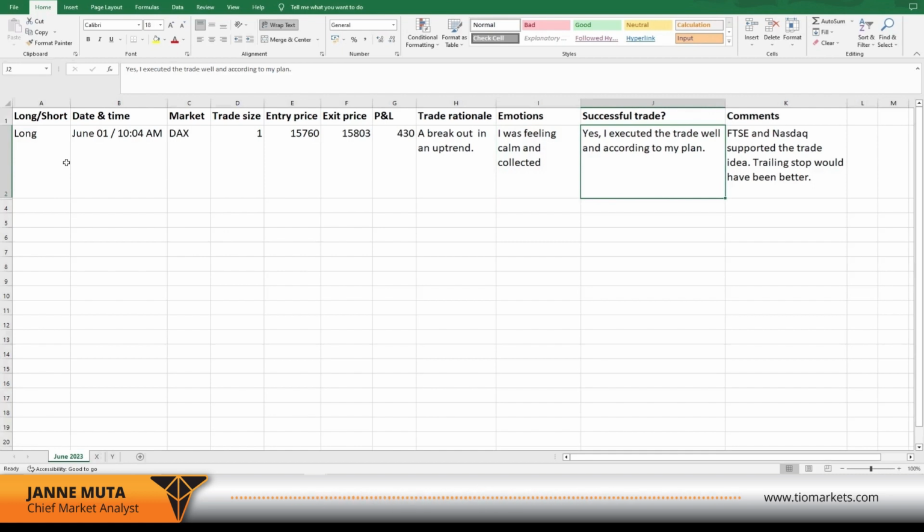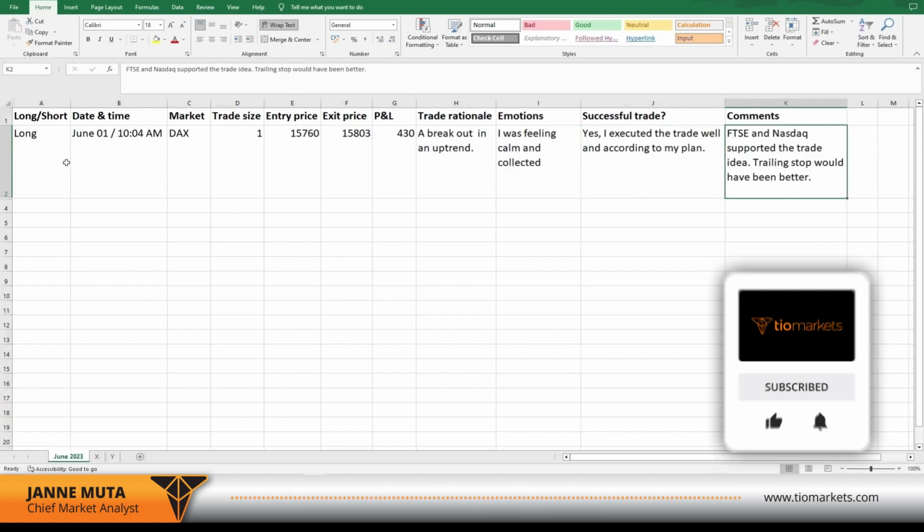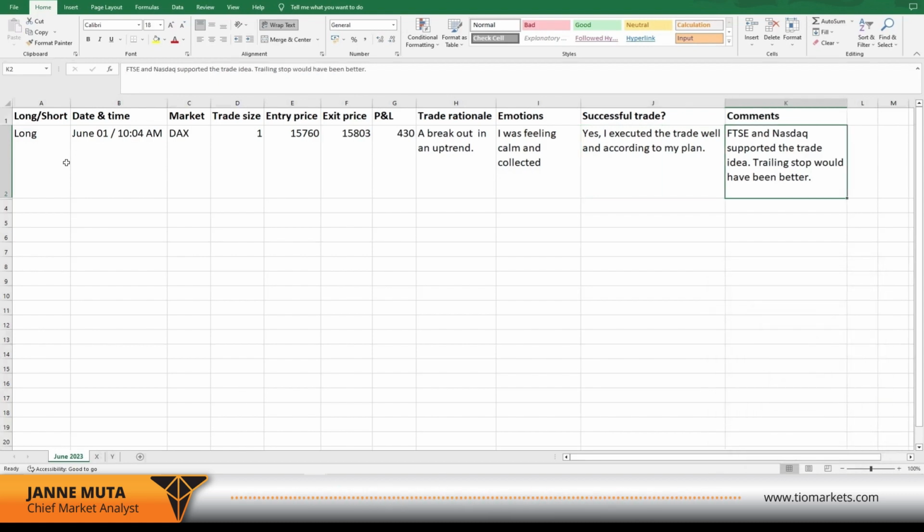And then whether the trade was successful or not. Notice that the P&L doesn't have anything to do with this. It's the execution part. If you executed a trade according to your trading plan, then that was a successful trade. Then you might want to write down some other comments, like here in this example, the imaginary trade was in DAX, so you want to know what the other indices are doing at the same time. FTSE and Nasdaq in this case were trending higher.